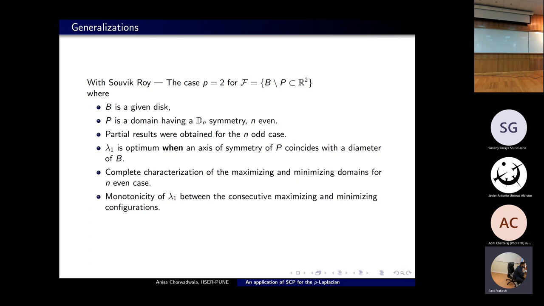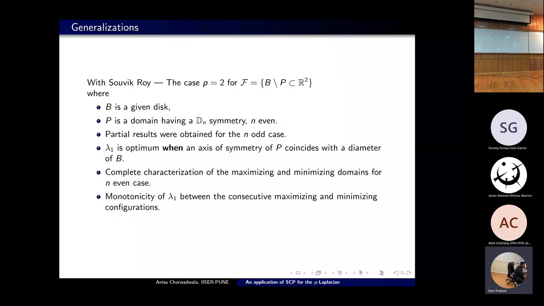In this case, I will show you with pictures examples of this family of domains. So this P has dihedral symmetry, that is, it has n many axes of symmetry, where all the axes of symmetry meet in a unique point in the interior of P. Examples are square, ellipse, regular hexagon, regular pentagon, and so on. But with Chorwadwala, we could prove it only for D_N symmetry where N was even. For N odd, we did get partial results, but we could not completely solve it. And though I'm saying square, I mean something similar to a square with rounded corners, because we are not allowing domains which do not have C2 boundary.